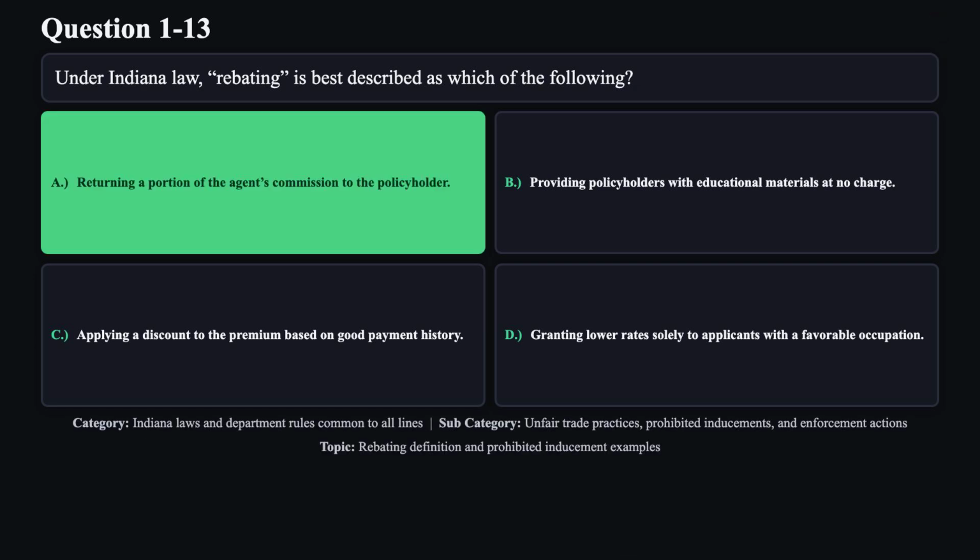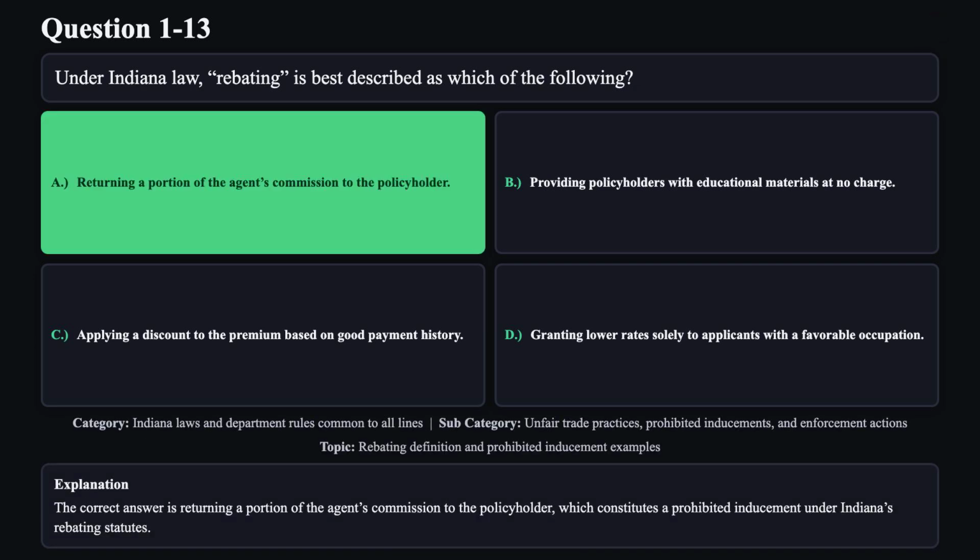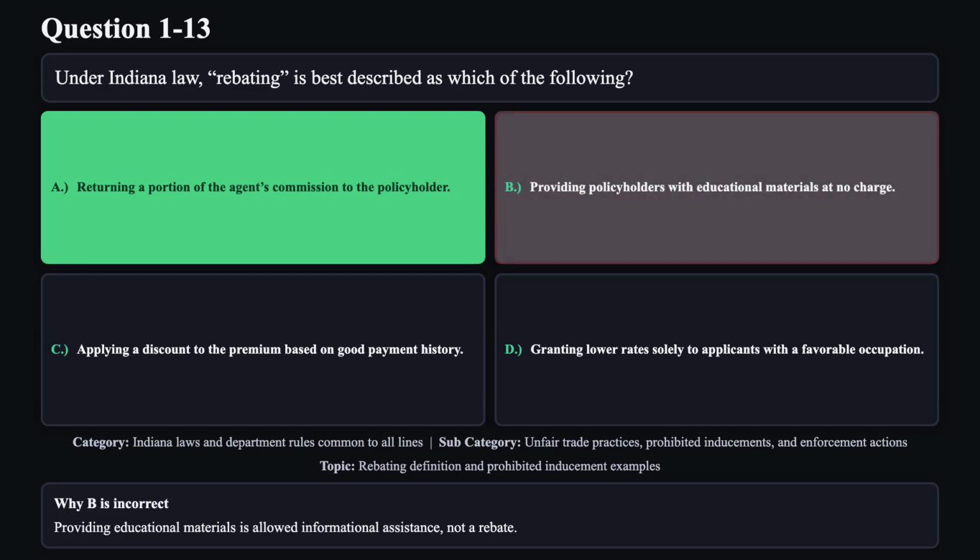The correct answer is A. The correct answer is returning a portion of the agent's commission to the policyholder, which constitutes a prohibited inducement under Indiana's rebating statutes. Reason B is not correct. Providing educational materials is allowed informational assistance, not a rebate.